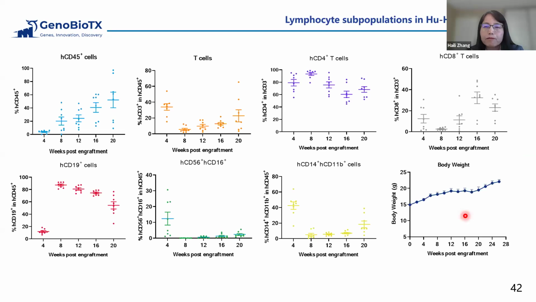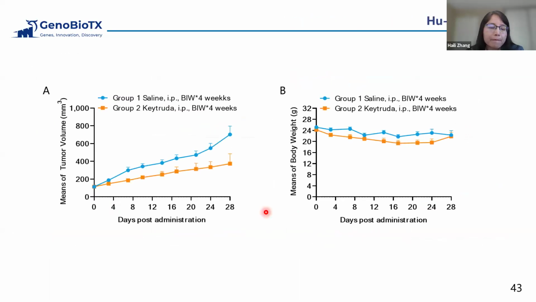Here's also flow cytometric data showing the lymphocyte subpopulations in human HSC NMG mice. We can see T cells, CD4, CD8, and other immune cells expressed in these mice. Similarly, human HSC NMG mice can also be used for CDX and PDX-based drug efficacy evaluation.